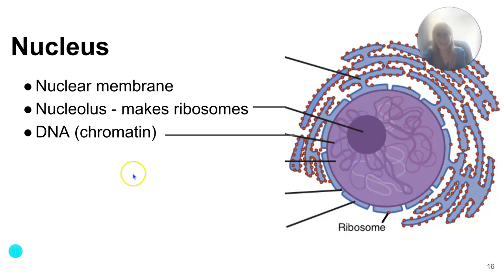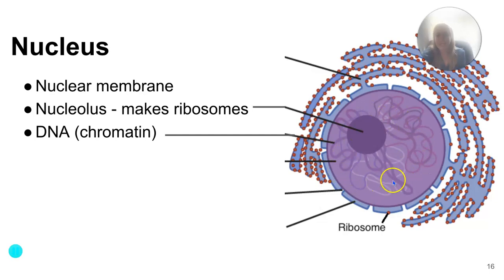All right. So, membrane-bound organelle number 1 is the nucleus. The nucleus is surrounded by a nuclear membrane. You can see that membrane right here. Inside of the nucleus, sometimes you'll see this dark spot. That's called the nucleolus. The nucleolus's job is to make ribosomes. Nucleoluses. All right, and then here you can see DNA.